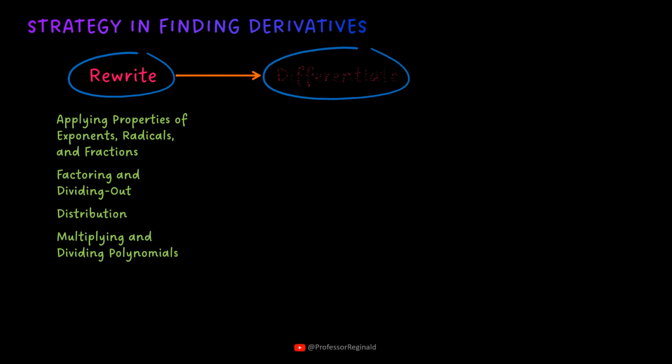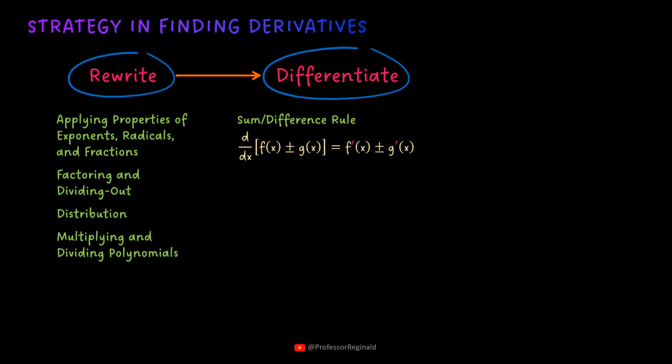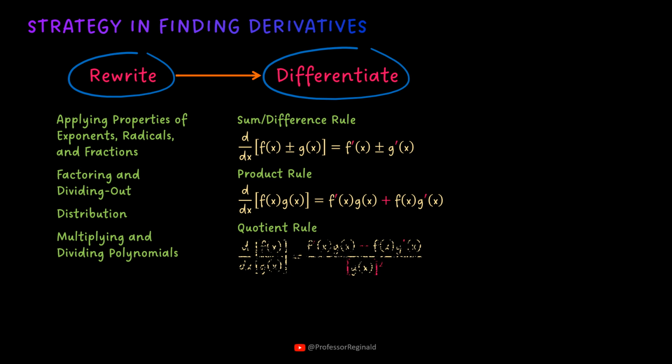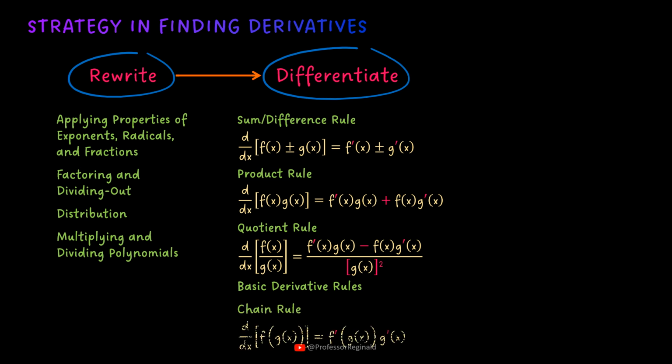Second, differentiate the function with respect to the independent variable. Apply differentiation rules such as sum or difference rule, product rule and quotient rule in order to transform a complicated derivative into simpler derivatives. Then apply basic derivative rules to complete the differentiation process. For composite functions that are not covered by basic derivative rules, apply the chain rule, which will be discussed in more detail in a future presentation.